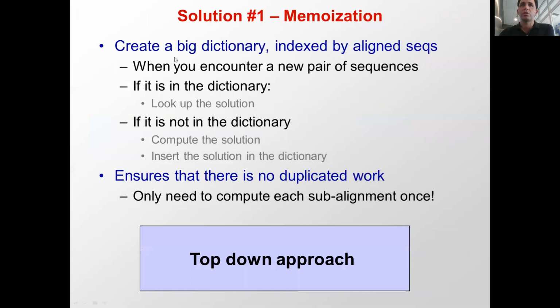One is memoization, where you create a big dictionary indexed by the aligned sequences. And whenever you encounter a new pair of sequences, you say, hey, is it already in the dictionary? If it is, then I just look up the solution. If it's not in the dictionary, then I compute the solution, and then I insert the solution in the dictionary.